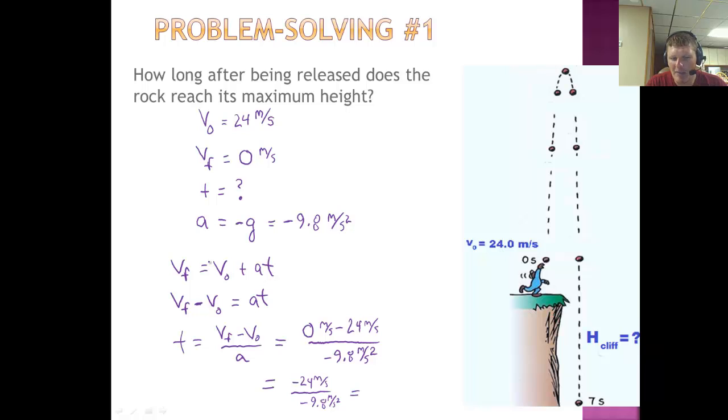You should always get positive values for time. In fact, if you ever get an answer of negative time, you should probably go back and check your work because odds are you did something wrong. The unit will come out to be just seconds, and my final answer to 2 significant figures is 2.4 seconds. What this means is that 2.4 seconds after the rock was released, it will reach its maximum height.